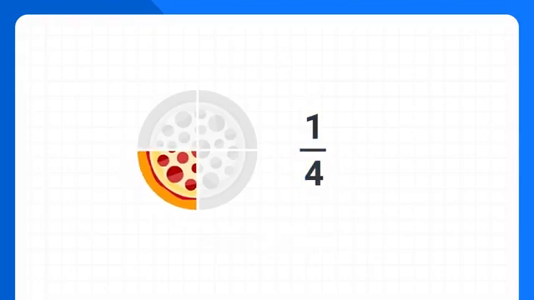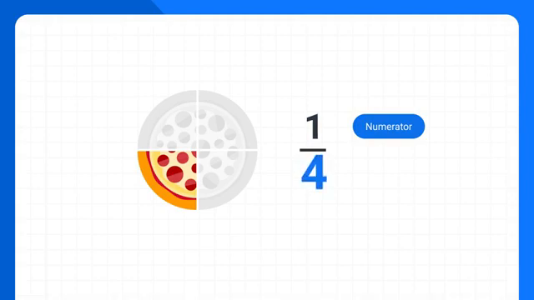Here are some more vocabulary words you should know. When we talk about fractions, we need to be clear about whether we're talking about the number on top or bottom of the fraction. So we give them special names. The top number of a fraction is called the numerator, and the bottom number of a fraction is called the denominator. Remember the words numerator and denominator because you're going to use them a lot when talking about fractions.